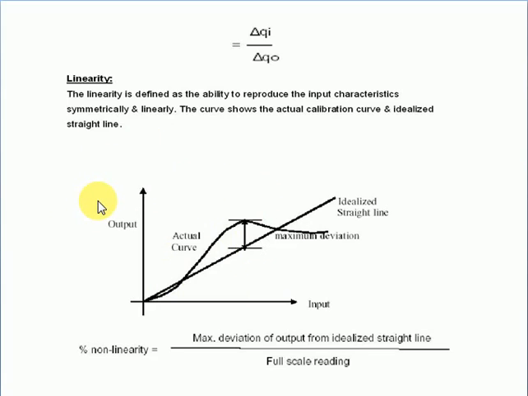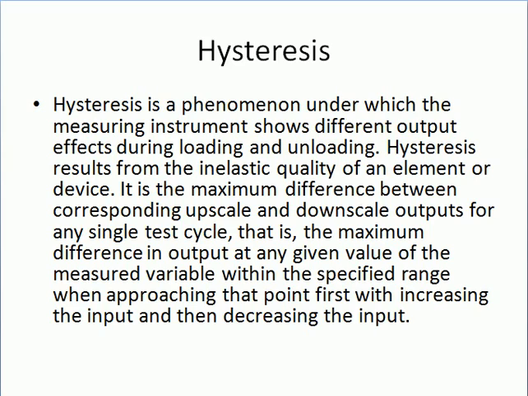Next is hysteresis. So what is hysteresis? Hysteresis is a phenomenon which depicts different output effects while loading and unloading. Means hysteresis is the phenomenon under which the measuring instrument shows different output effects during loading and unloading. Hysteresis results from inelastic quality of an element or device. Hysteresis takes place due to the fact that all the energy put into the stressed part when loading is not recoverable while unloading.